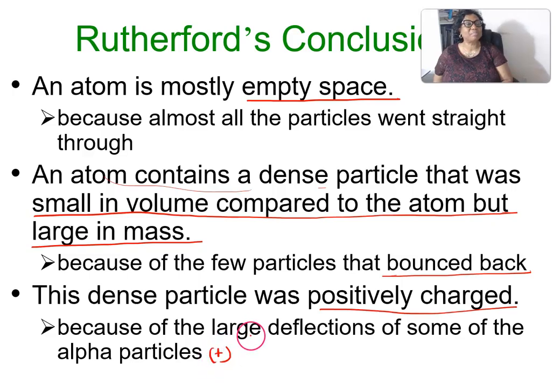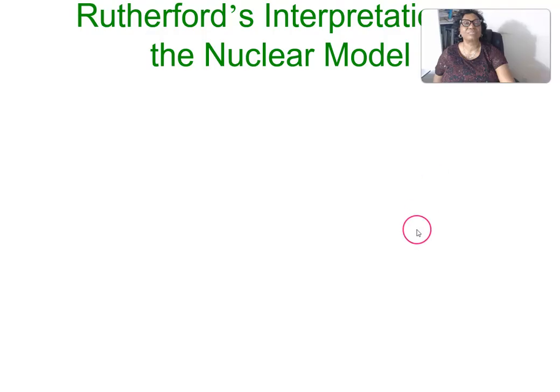So they concluded that the few particles in the center were positively charged. Of course, positive charges repel one another. So now a new model of an atom was being proposed. Rutherford's interpretation, the nuclear model.